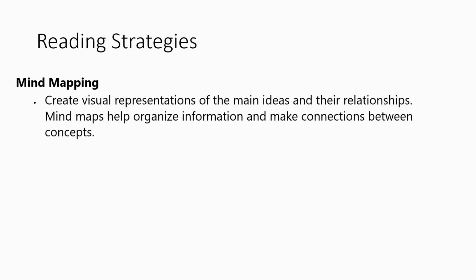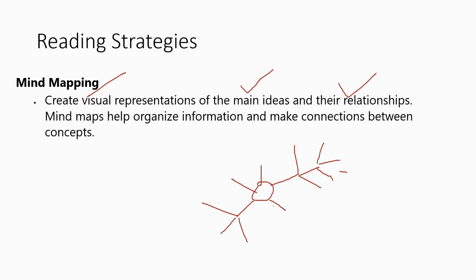Another strategy is mind mapping. Mind mapping means creating a visual representation of the main ideas and their relationships. Mind maps help organize information and make connections between concepts. So in mind mapping, you find that this is one idea, and it has about 5 or 7 points, and each point has further points, which you can divide further. This way you can understand how things are interrelated. This is called mind mapping.